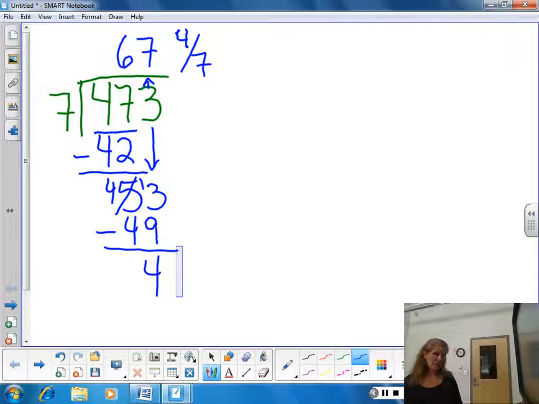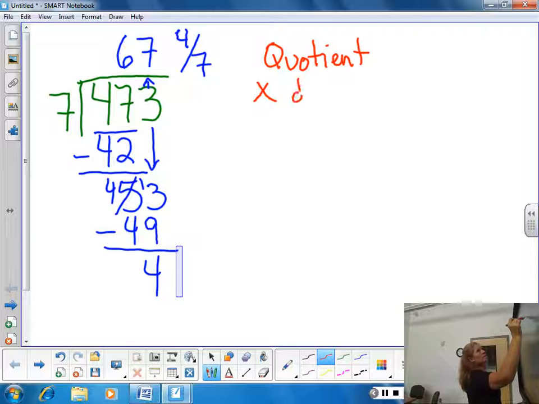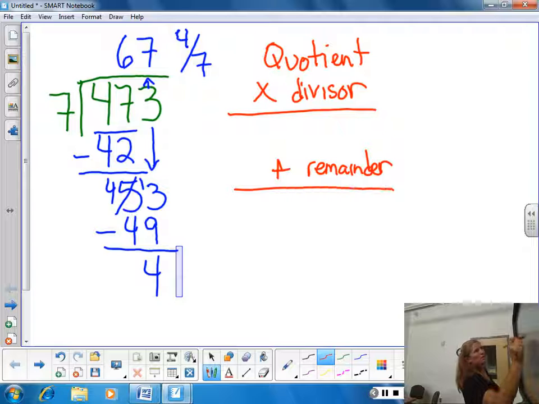And now we're going to check it, because it's very easy to make a mistake when you're doing this, so you want to always check your work. How you check it is you take the quotient times the divisor, and then whatever you get, you add the remainder. That should give you the dividend. If you don't get the dividend, you know you made a mistake.